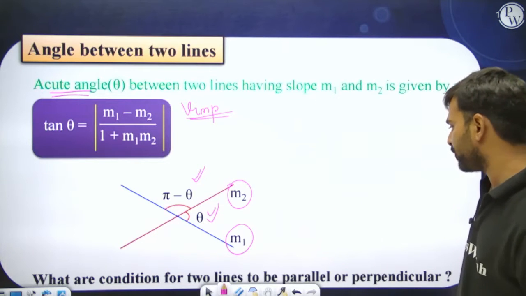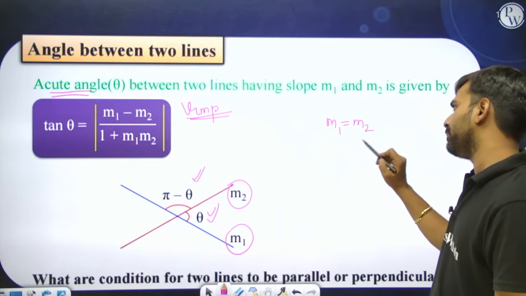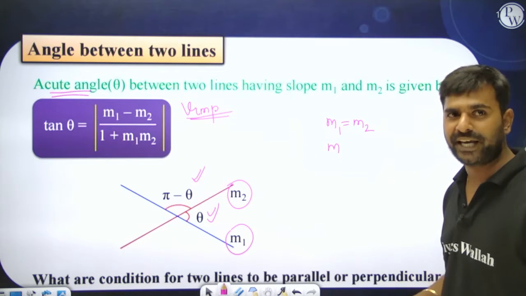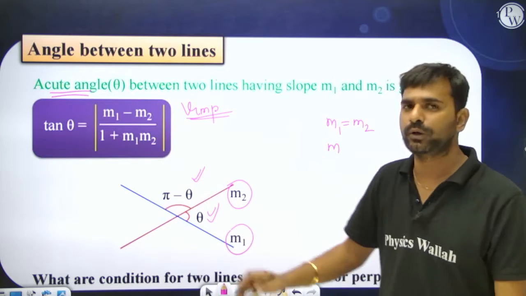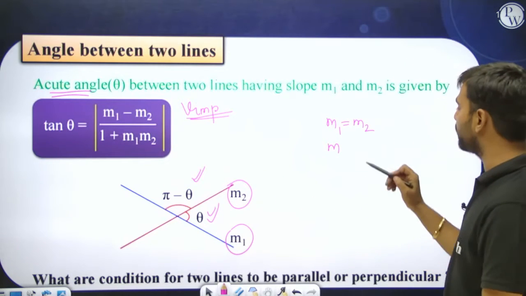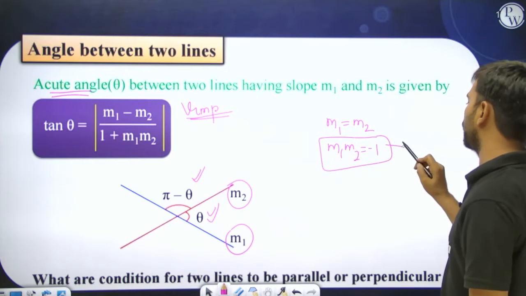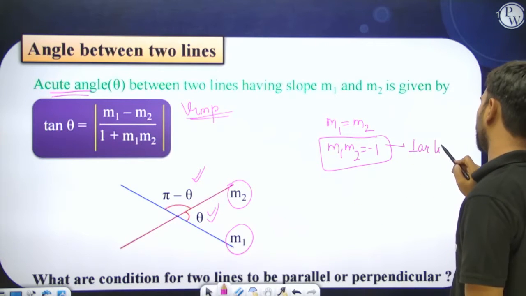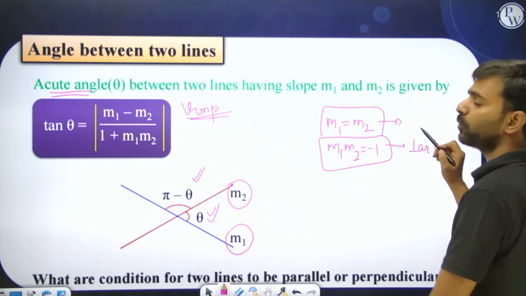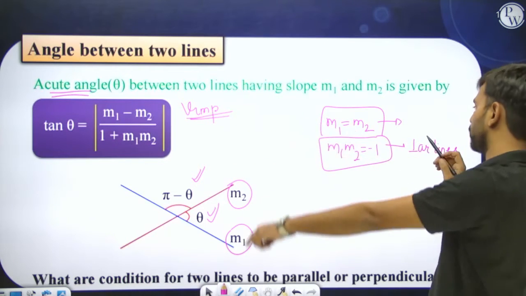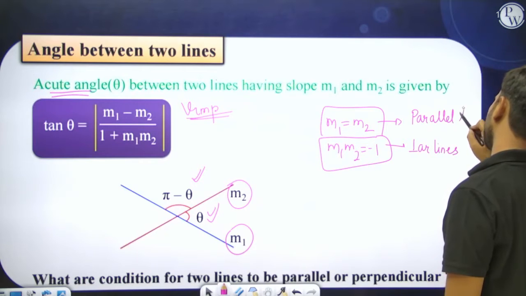What are the conditions for two lines to be parallel? If the two lines are parallel, then m1 equal to m2, and if the two lines are perpendicular, then the angle will be 90 degree. Tan 90 degree is undefined, means the denominator will be equal to 0. So 1 plus m1 m2 has to be equal to 0, means m1 m2 has to be equal to minus 1 if the two lines are perpendicular. And if the lines are parallel, then the slopes will be equal, because the angle between them is going to be 0 in that case. Yes. So these are also very important points.